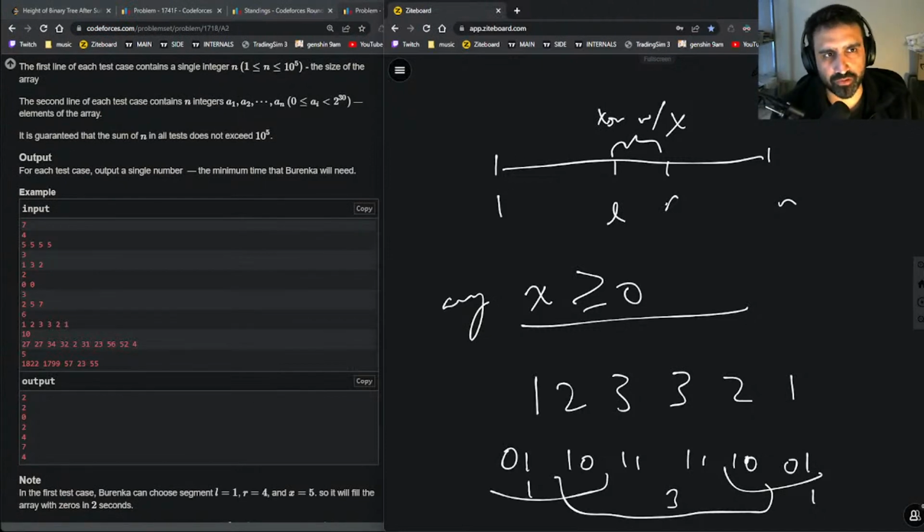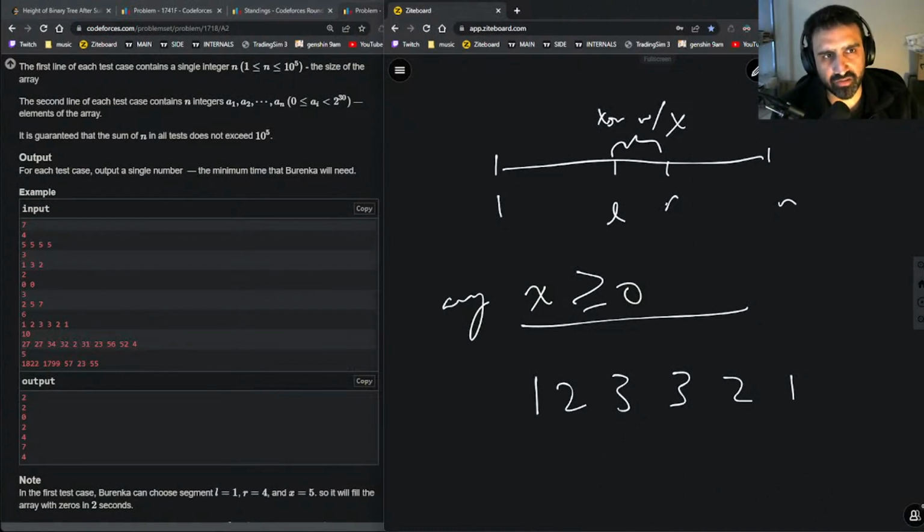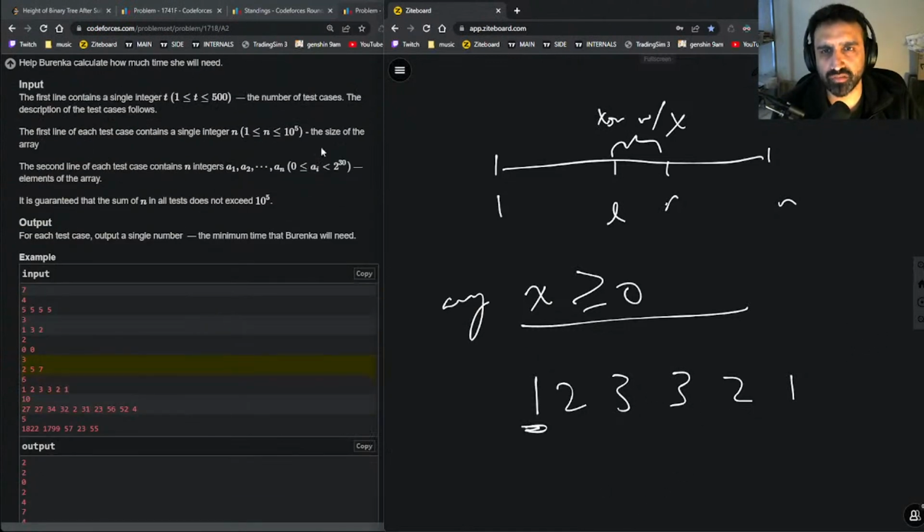Well, don't you just greedily take whatever will zero out the leftmost item, and then extend it as far as you want? And then you just repeatedly do that. Okay, 10 to the 5th. Size of the array.